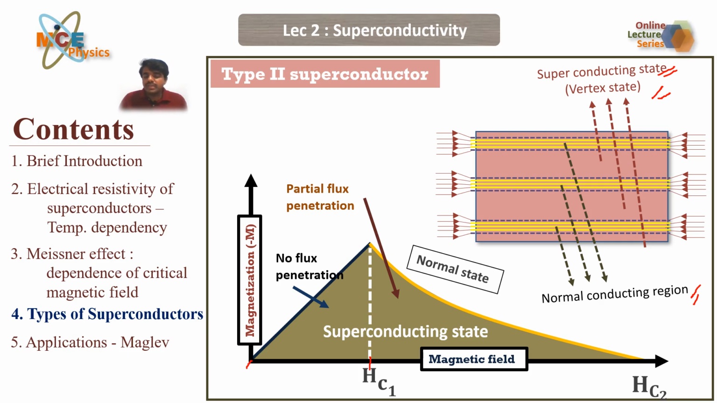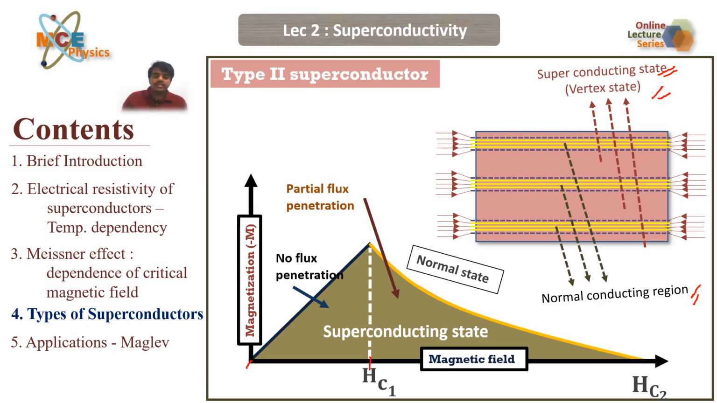Because of the increment in the magnetic field strength, there will be partial flux, magnetic lines of force, penetrating through this material, and that is why different regions are present in this superconducting material. Within this region there are a number of magnetic lines of force, whereas they are absent in this pink region. This is called the vortex state.